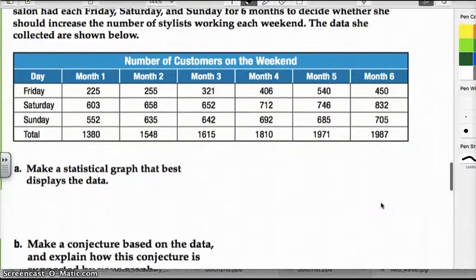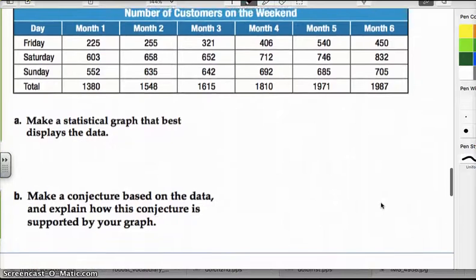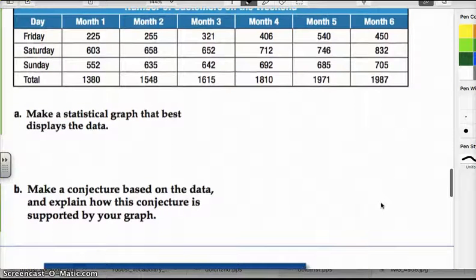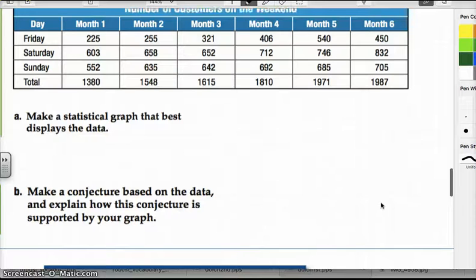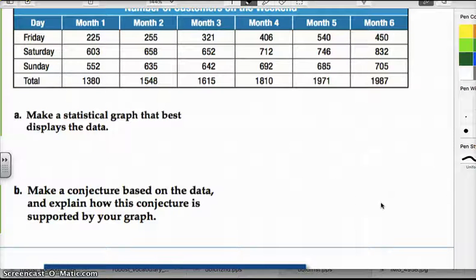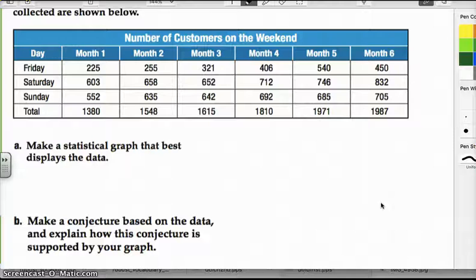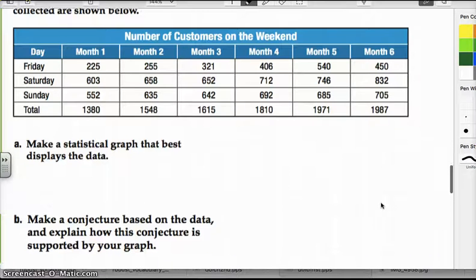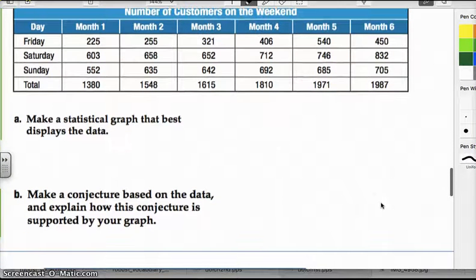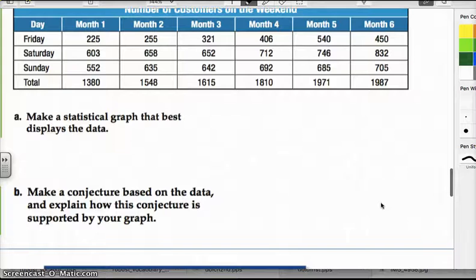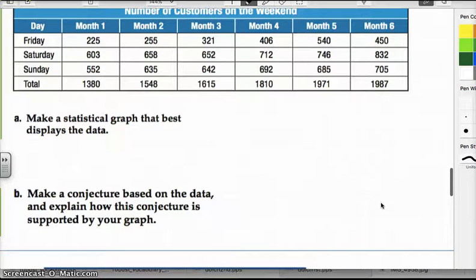Great. So we take out the chart, and then we are asked to make a statistical graph that best displays the data. The next thing we're asked to do is make a conjecture based on the data and explain how this conjecture is supported by our graph. What our textbook is doing is giving us an opportunity to flex our statistics skills by actually graphing something, and then also showing us how we can use those skills to facilitate the process of conjectures.